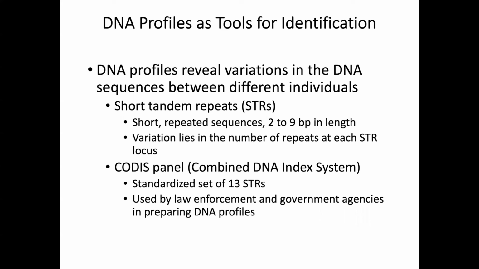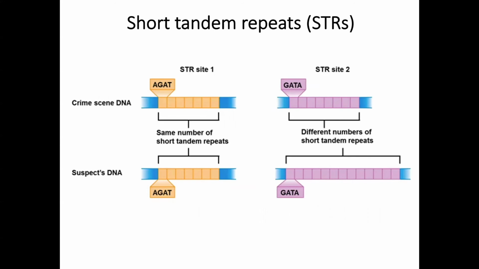Actually, now in the United States, a standardized set of 13 STRs, also called the CODIS panel, which means Combined DNA Index System, is used for DNA profiling. Short tandem repeats, or STRs, consist of short sequences of nucleotides that are repeated many times tandemly. Okay, this is an illustration to show what STRs look like.